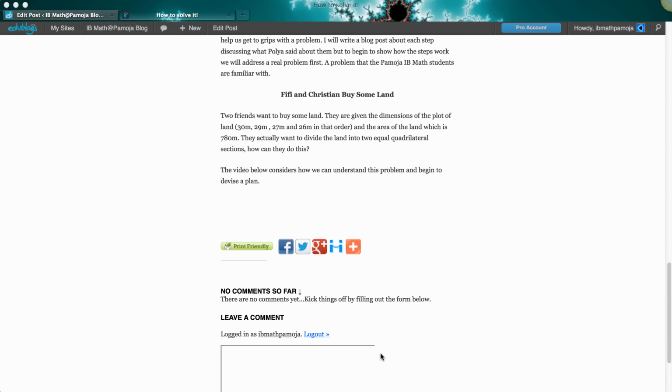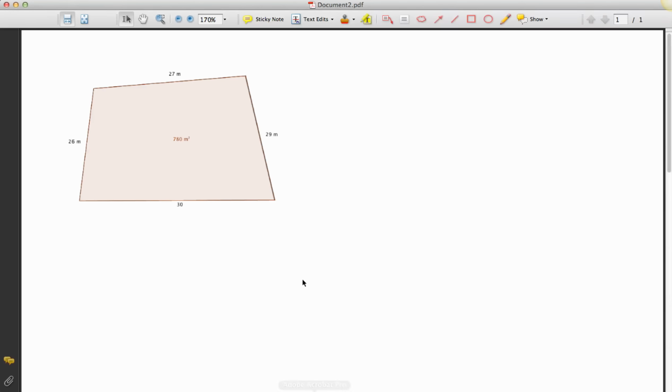What's really going on? And of course, a key part to understanding is to draw a diagram. So draw a diagram. There we go. It's some quadrilateral with lengths 27, 29, 30 meters and 26 meters. And what do I want to do? Well, I want to split the land somehow in half.